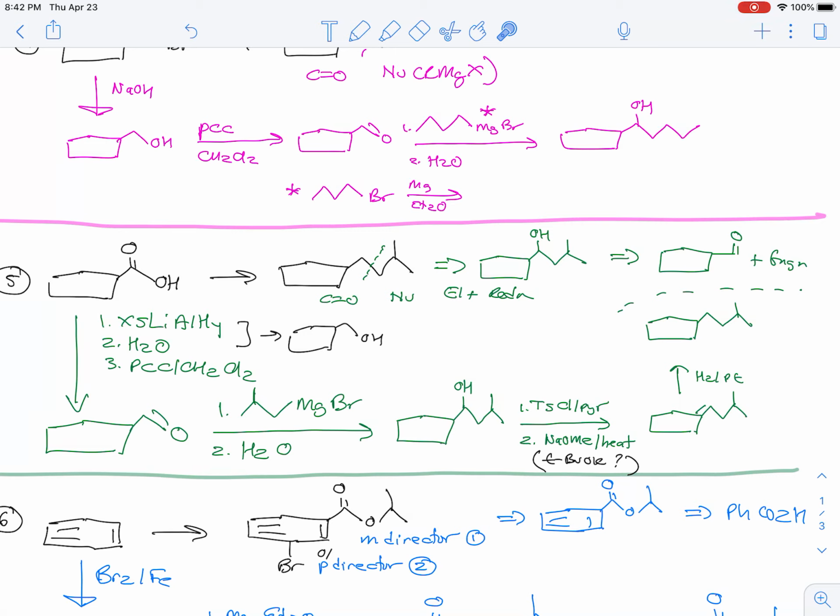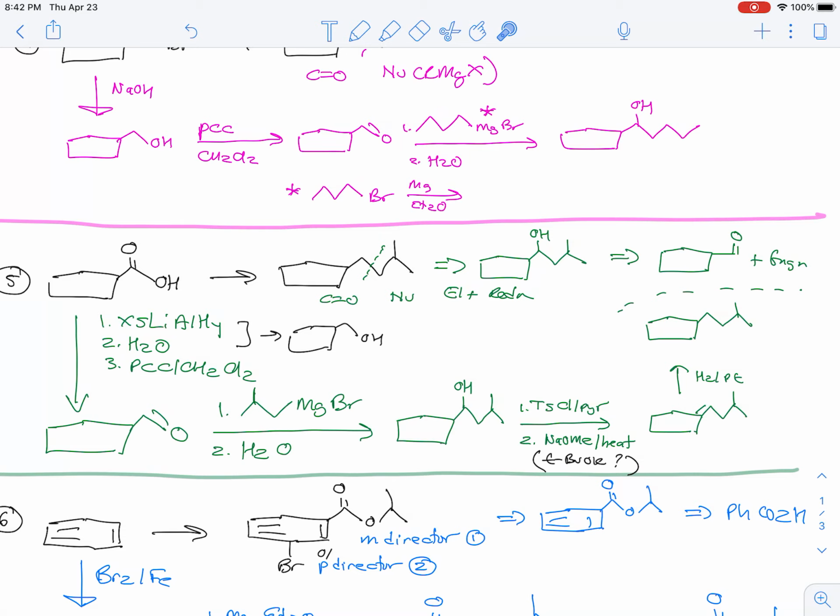So if we make this bond and the left side is the carbonyl, that's going to have to come from this alcohol, and this alcohol in turn comes from this aldehyde and a Grignard. So again, moving forward, what we need to do is reduce the carboxylic acid to an aldehyde. And there are a couple ways you could do it. You can convert it into an ester or into an acyl halide, and then use one of the special hindered reducing agents to go to an aldehyde.